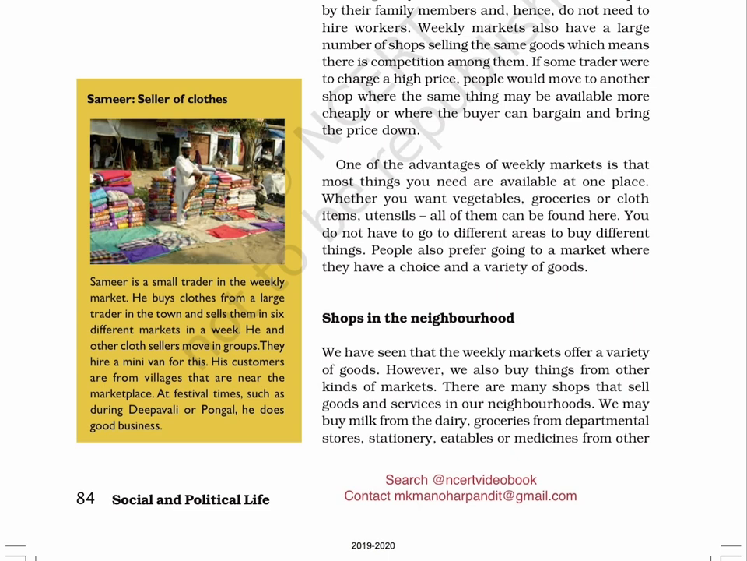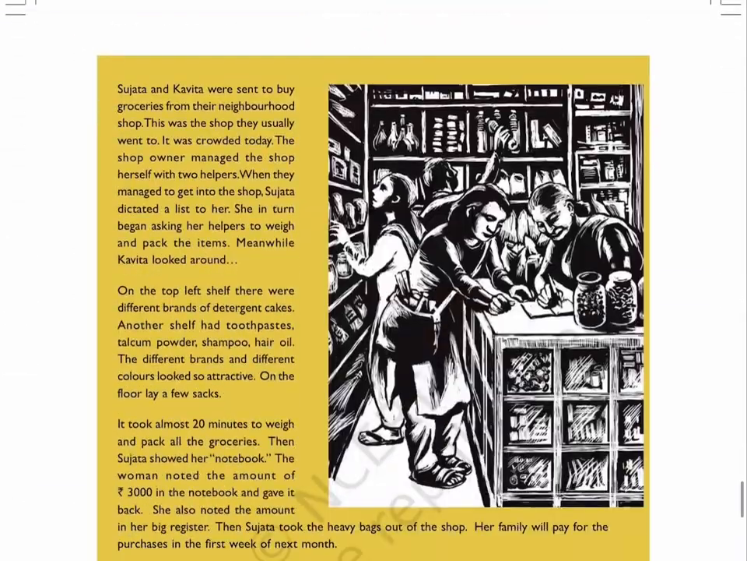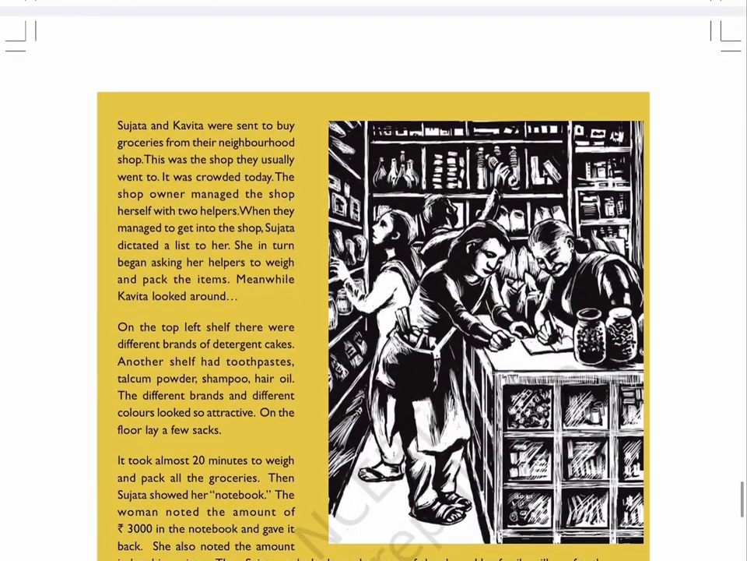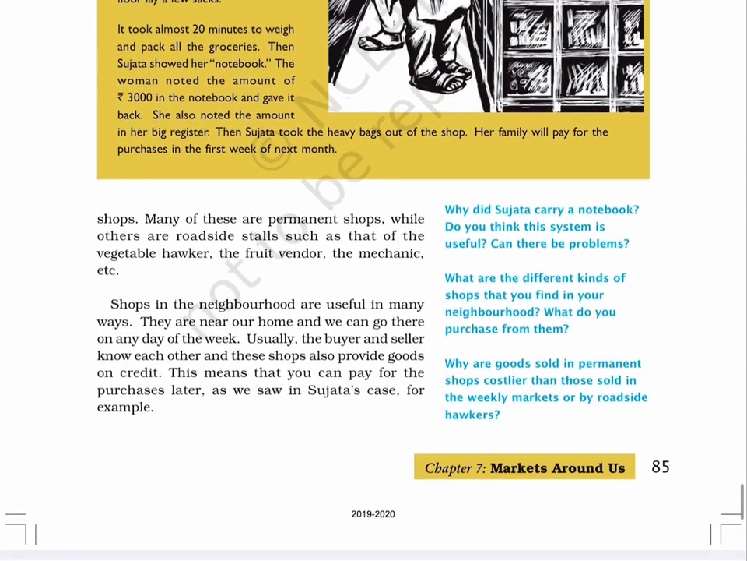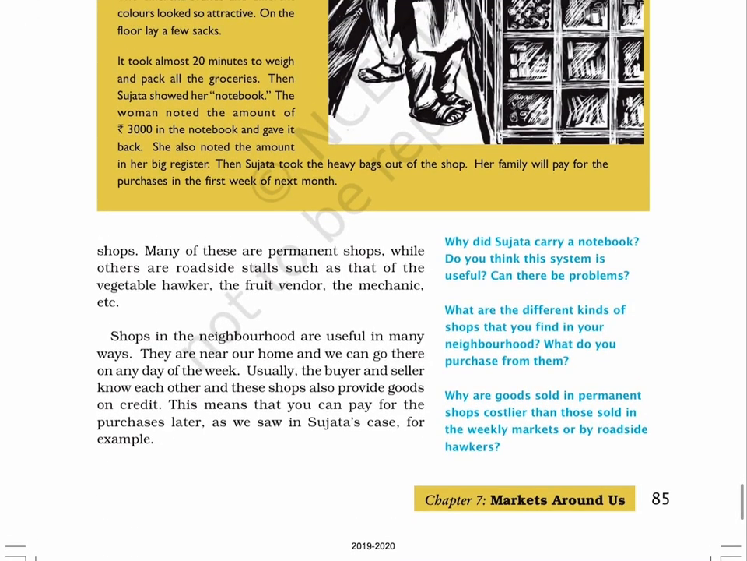Shops in the neighborhood. We have seen that the weekly markets offer a variety of goods. However, we also buy things from other kinds of markets. There are many shops that sell goods and services in our neighborhoods. We may buy milk from the dairy, groceries from the departmental stores, stationery, eatables or medicines from other shops. Many of these are permanent shops, while others are roadside stalls such as that of the vegetable hawker, the fruit vendor, the mechanic, etc.